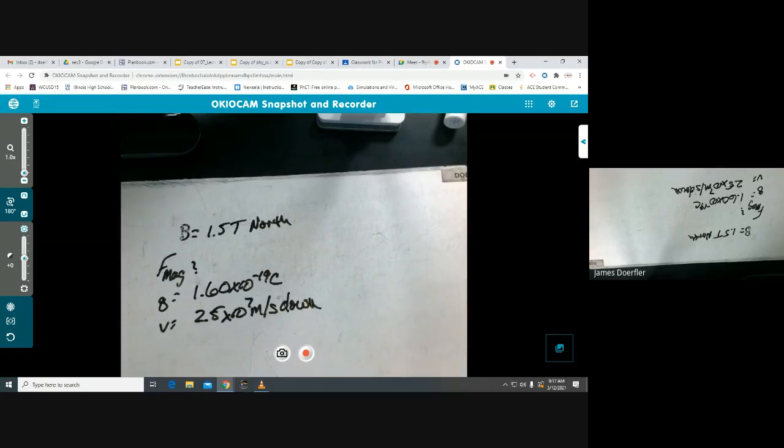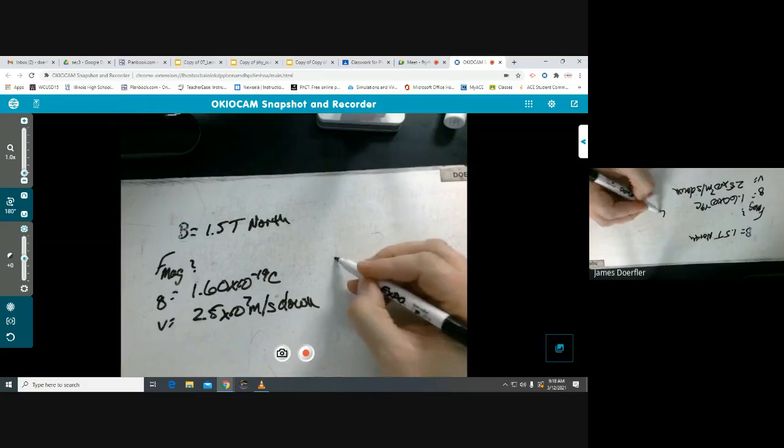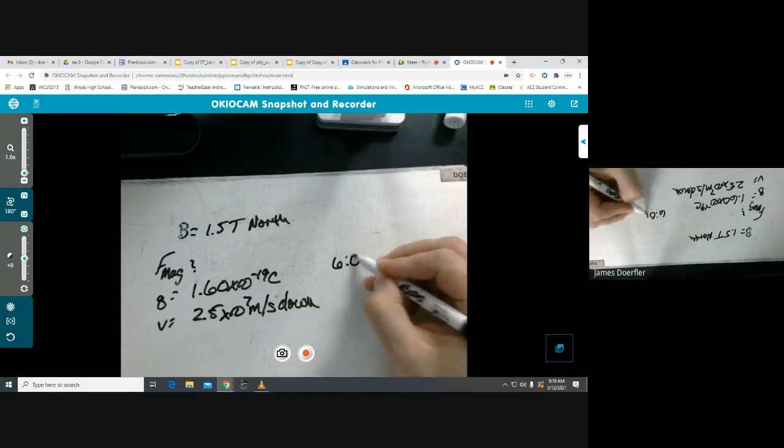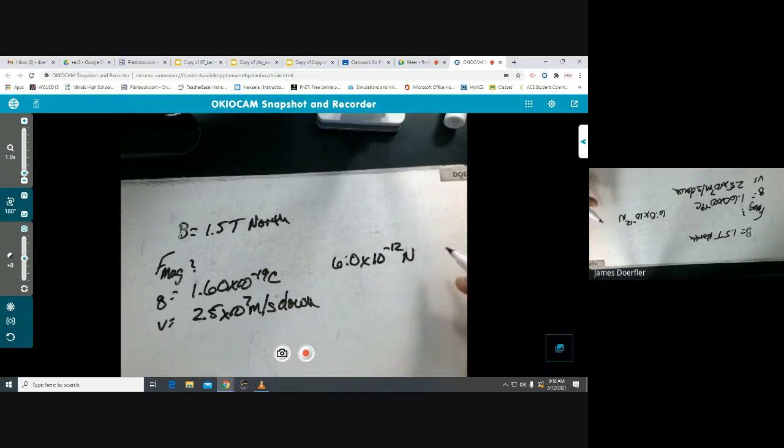All right, what do you got there, window corner? -6 times 10 to negative 12 newtons to the west. Okay, and remember, I said you can remove that negative sign in front. So in actuality, it'd be 6.0 times 10 to negative 12 newtons. West, perfect. Now, do I have anybody who would like to demonstrate in front of the class the right-hand rule?